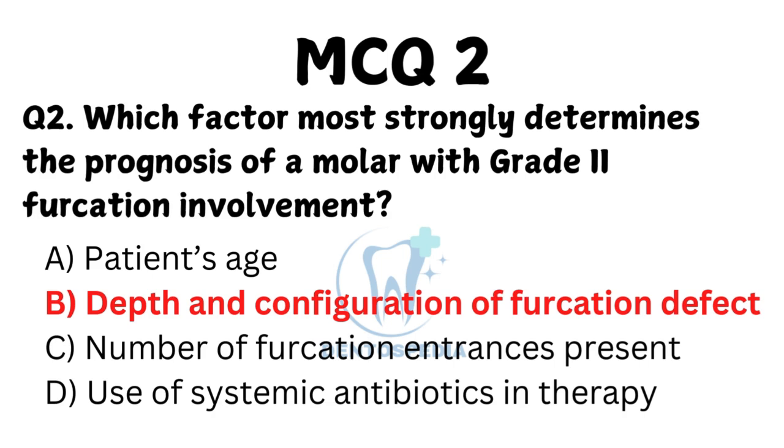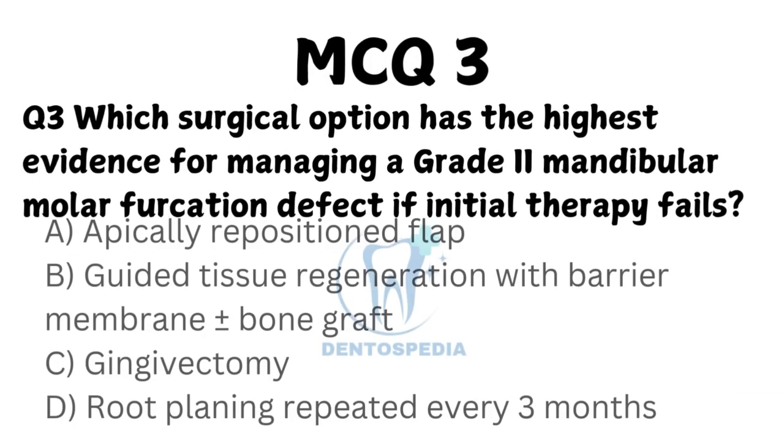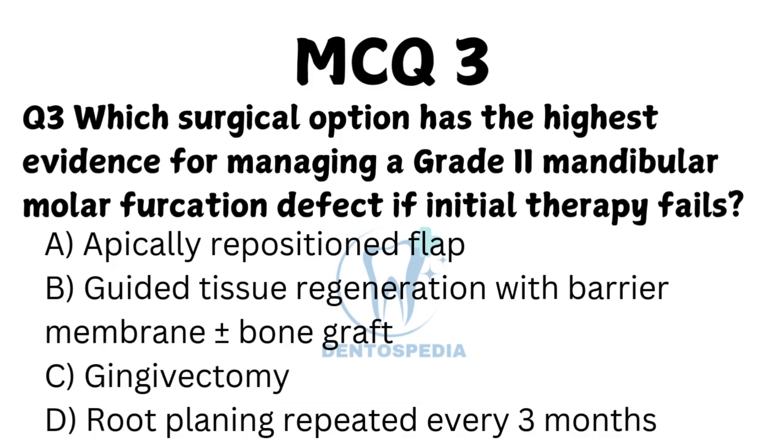Now the other options. Age is not a direct determinant. The number of entrances can complicate access but is not the primary factor. Antibiotics have limited benefit unless combined with mechanical therapy, and do not decide prognosis. Question 3. Which surgical option has the highest evidence for managing a grade 2 mandibular molar furcation defect if initial therapy fails? Option A. Apically repositioned flap.